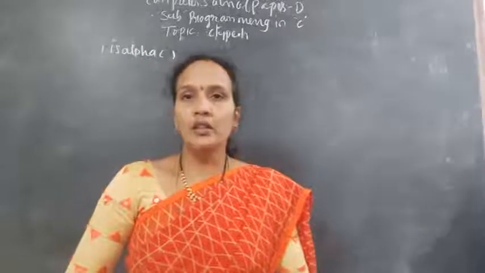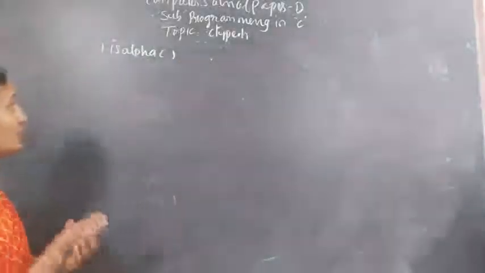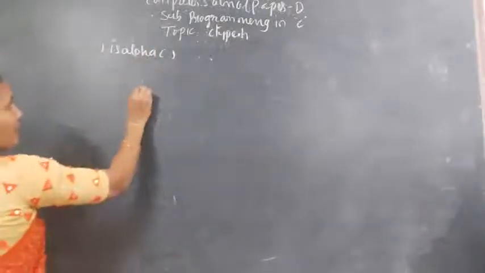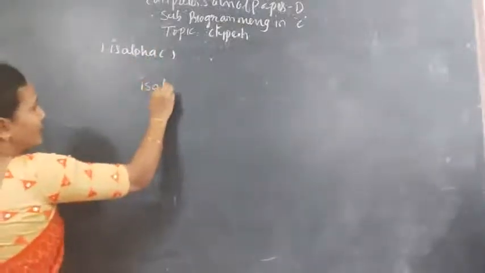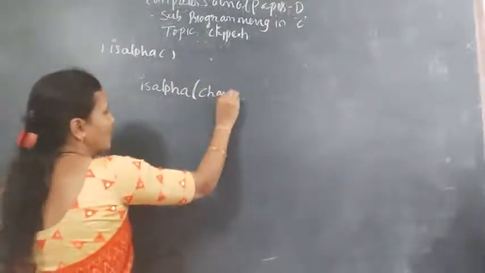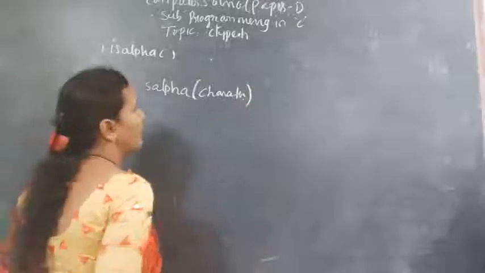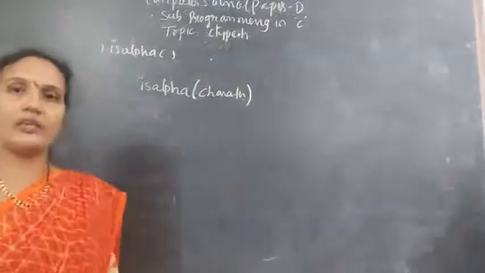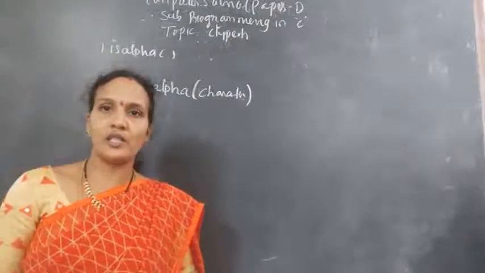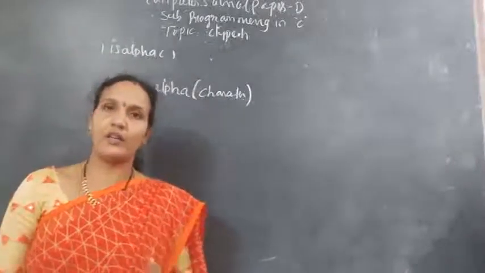Okay, so here how to write this is, I am writing one syntax. You write first isalpha, and here the character. Integer also you can give, but if you give an integer, it will give an integer value as the result. But what is the use of this function? It is used to check whether the given value is a character or not.